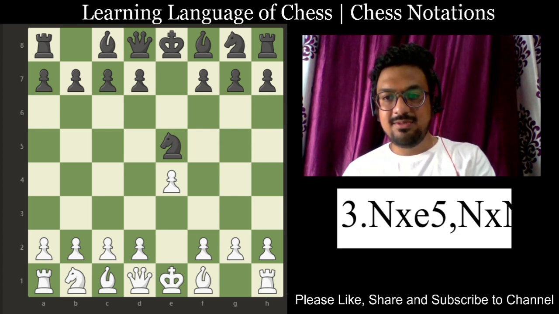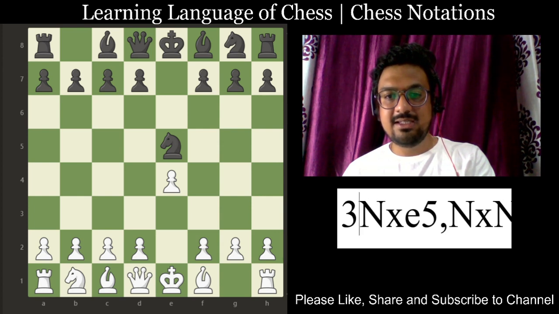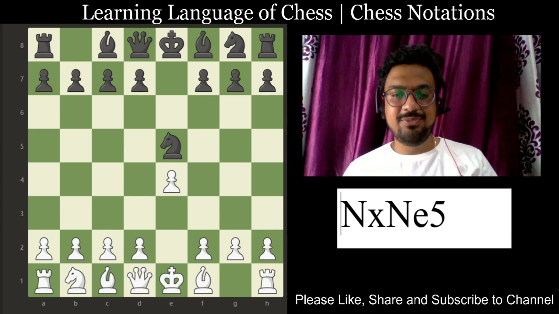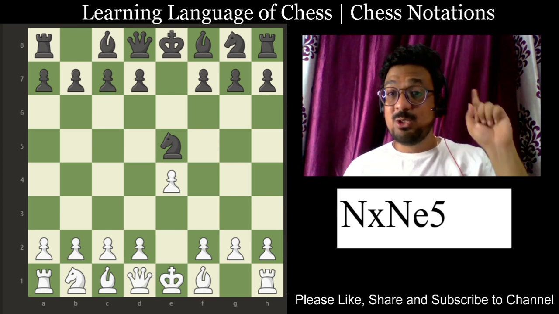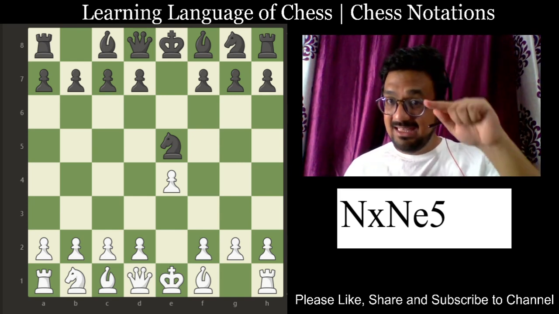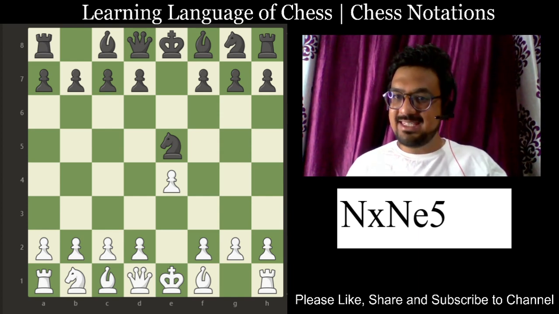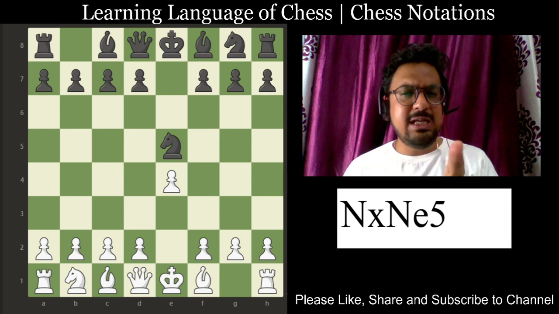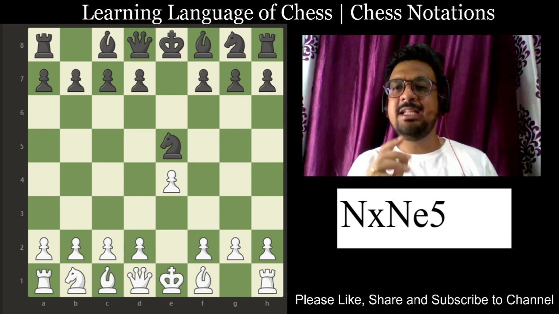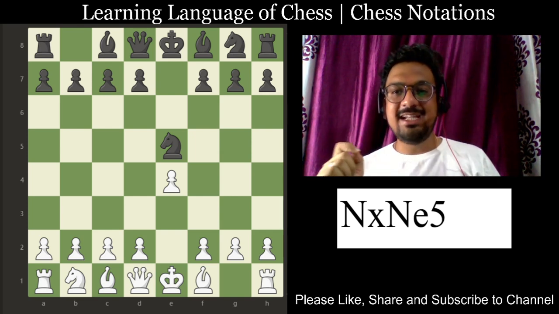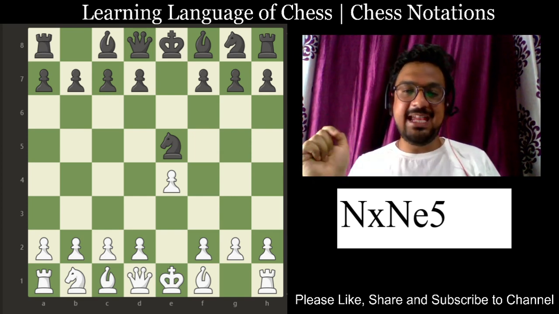Let me just adjust the window so that you can see. Yeah, is it visible now? The entire thing is not visible, so let me just write down the second notation only. Yeah, now the second notation is visible. So the second notation is N cross N E5 because the knight has taken the knight on E5. So N cross N E5. As simple as that. Whenever you cross something, you write it as takes or cross.